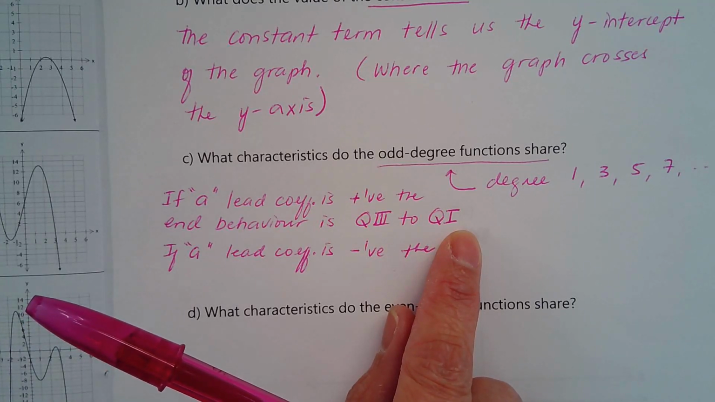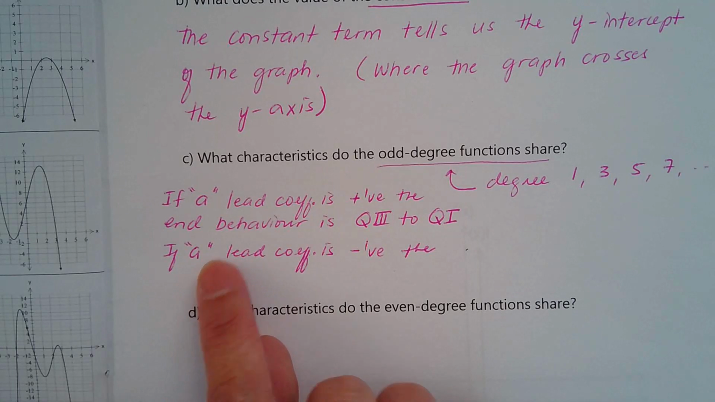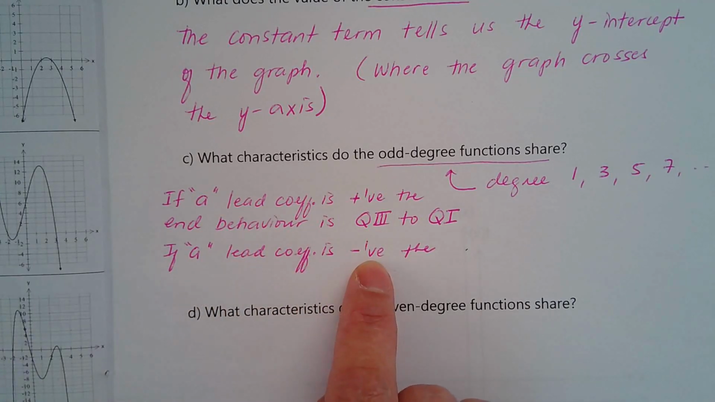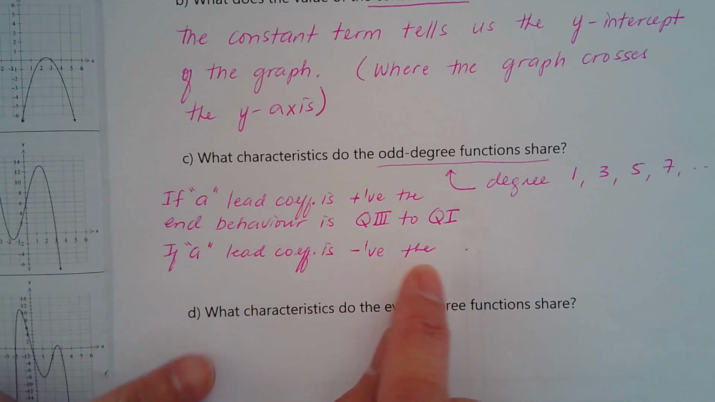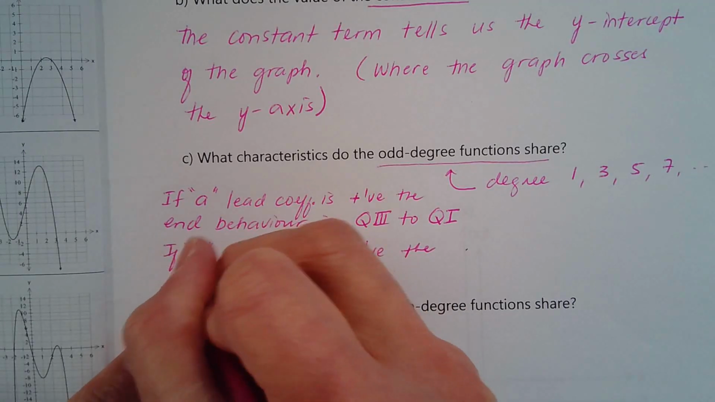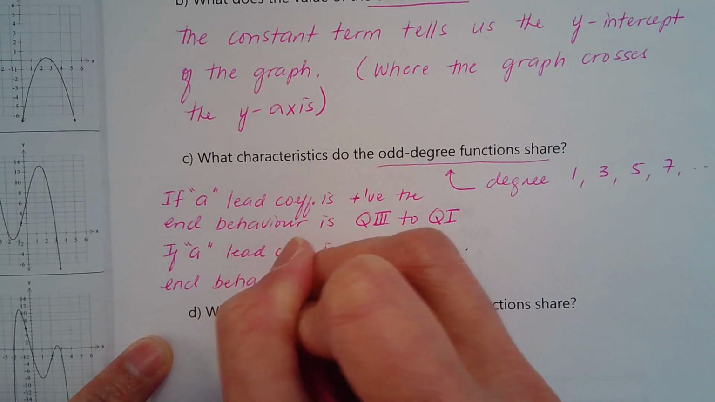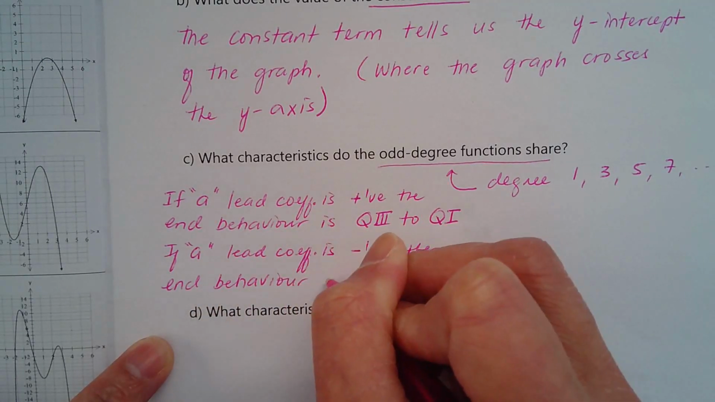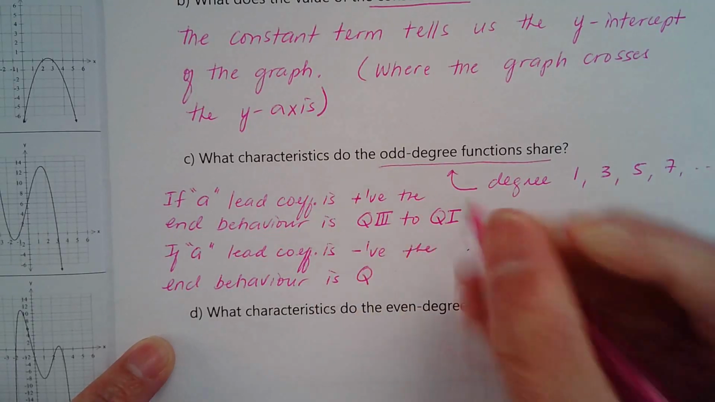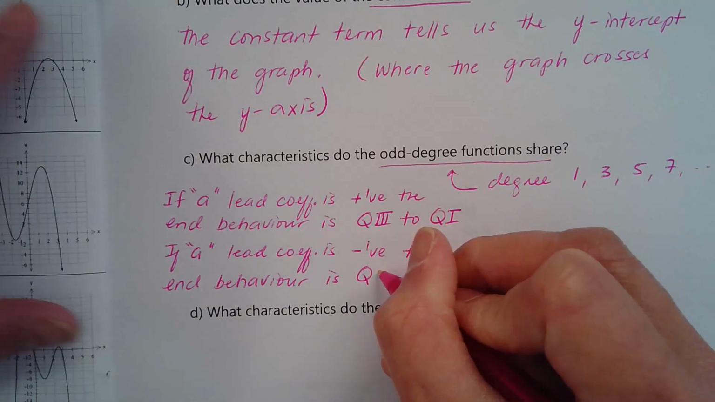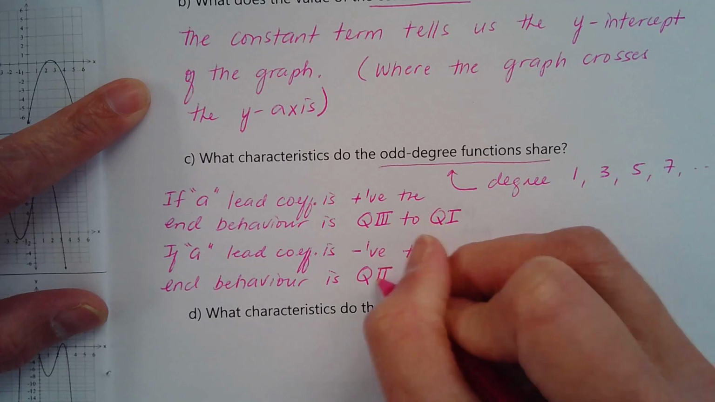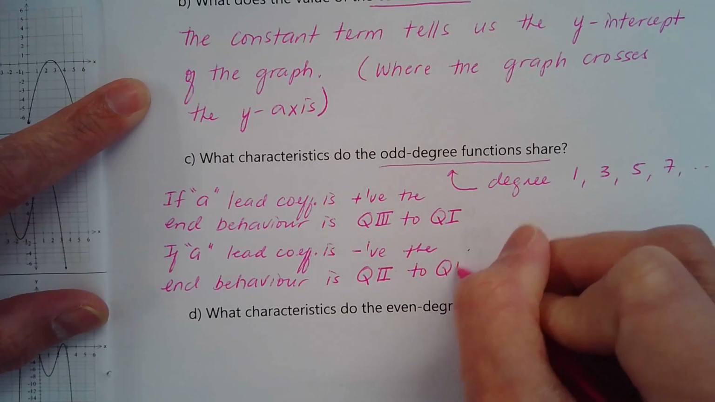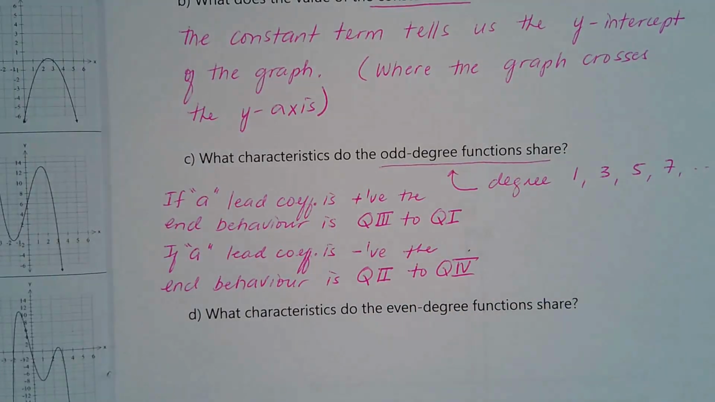Now, if the lead coefficient is negative, the end behavior is where? We're going to go the other way: quadrant 2 to quadrant 4, because we always go left to right.